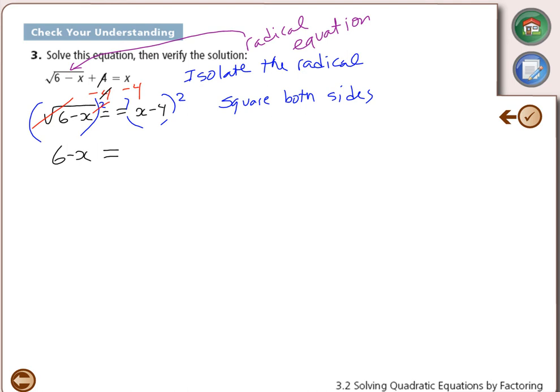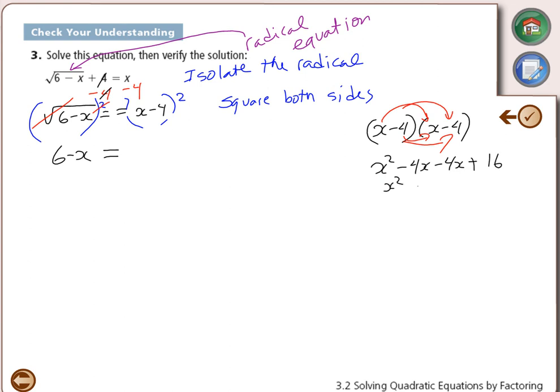X minus 4 squared, that is, take it on the side. It's not x squared minus 16. X minus 4 times x minus 4. Squaring means write it twice and expand it. All right, let's do that. That gives us x squared minus 4x minus 4x plus 16. X squared minus 8x plus 16. Bring that one back in. Oh, look at that.